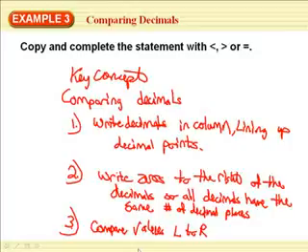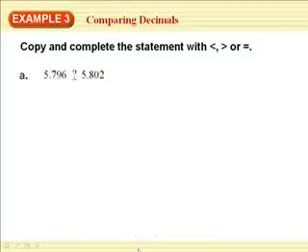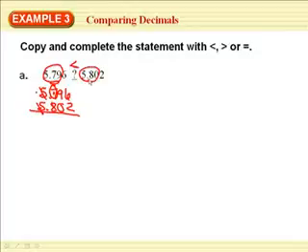Copy and complete the statement with less than, greater than, or equals. So remember what it said, line them up, 5.796 and 5.802. Start comparing them from left to right. Okay, the same. This is smaller than this one, so that number is less than. Now I look at it like money. This is like $5.79. This is $5.80. And you know, this one's going to round to 580, but it's not 580 to begin with, so it's less than.